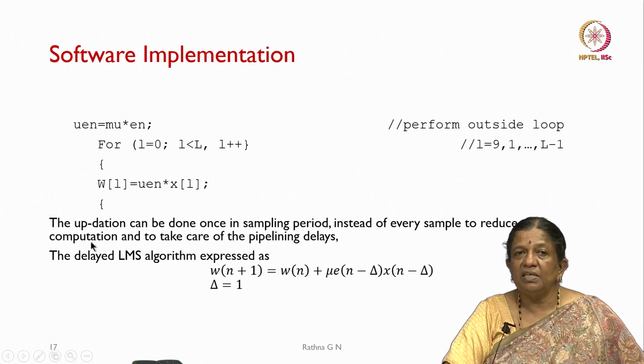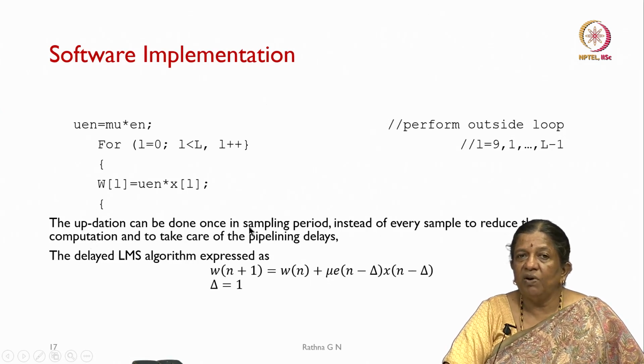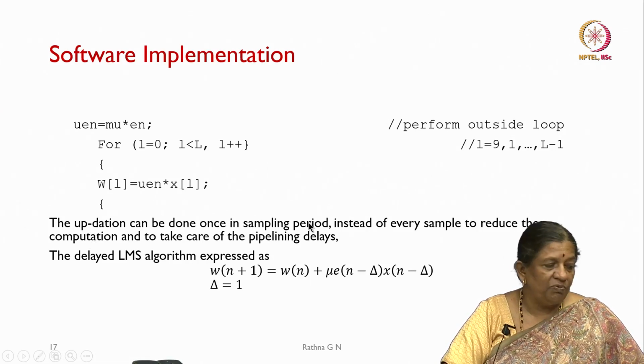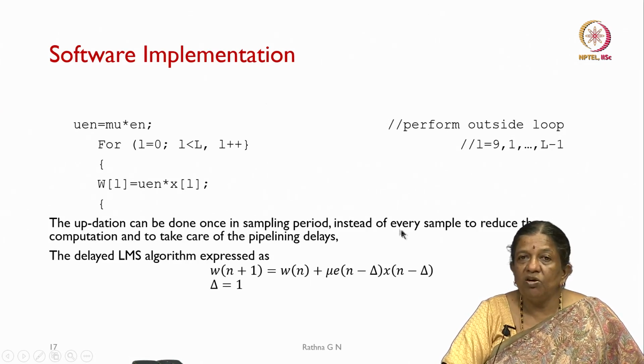So, you can see that the update can be done once in a sampling period, instead of every sample, to reduce the computation and to take care of the pipelining delays. So, the delayed LMS algorithm is expressed as w of n plus 1 is nothing but w of n plus mu into e of n minus delta.